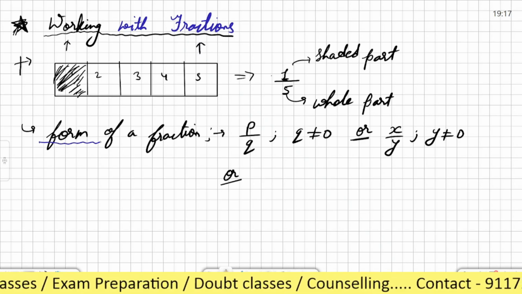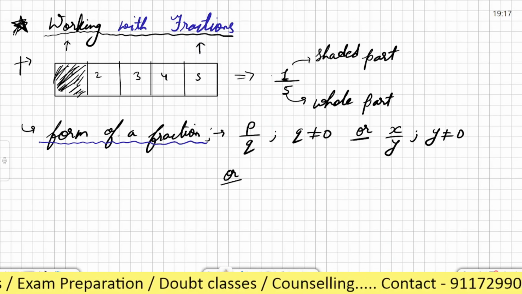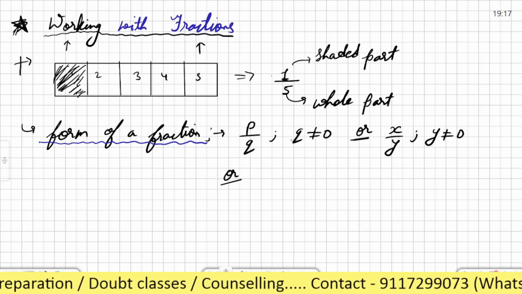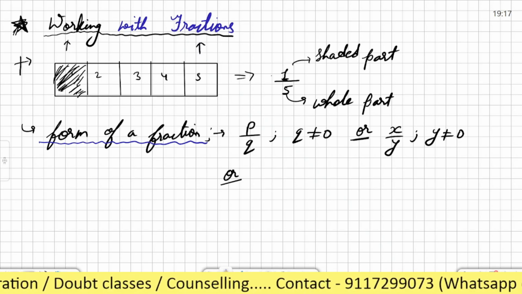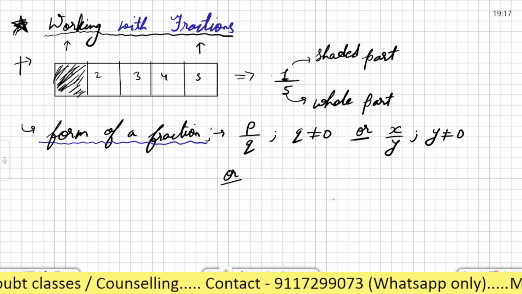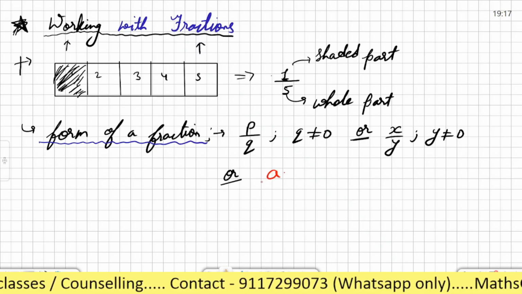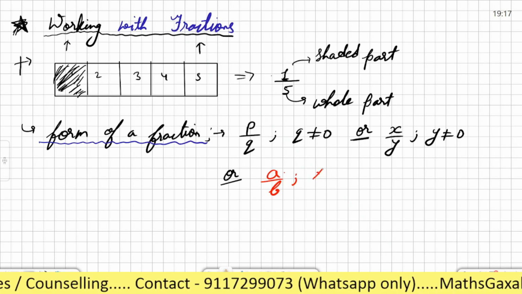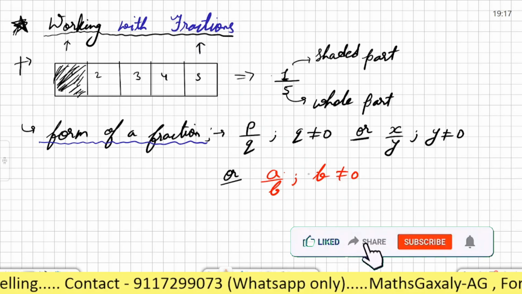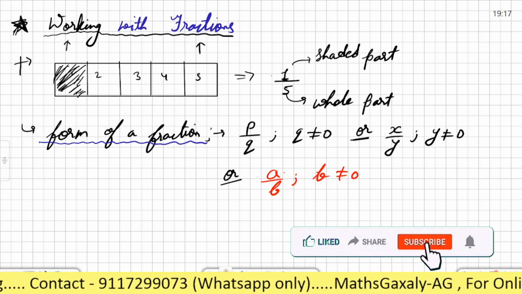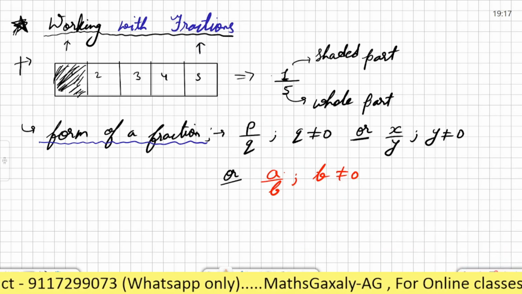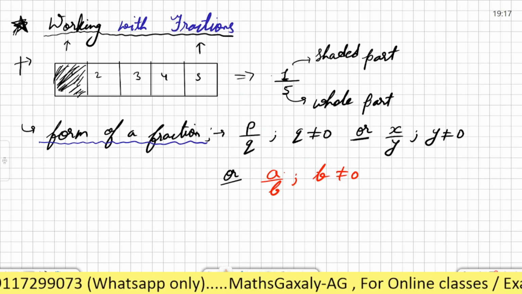So here it is the form of a fraction, okay? Or you can say the general form of a fraction: p by q, where q should not be 0. Or we can write x by y, where y should not be 0, right? Or what else can we write? We can write a by b, where b should not be equal to 0, okay? Is it clear? As here it is a variable, you can use anyone: a, b, x, y, z, anything.